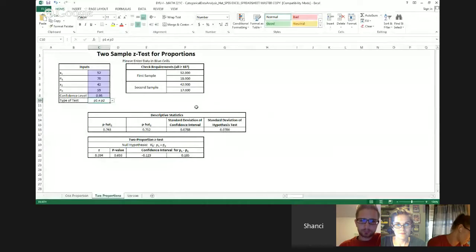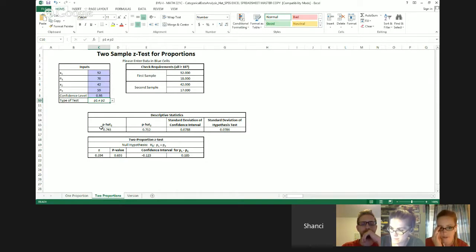Okay, can you see it? Yep. Okay, so we put in 52 and 70 and 42 and 59. Does that make sense to the two of you? Okay, so right here, our 52 is our sample proportion, right? Well, 52 out of 70. I think it was the women, if you look at the problem again. And then 42 out of 59 of the men, and then we made it a two-tailed.